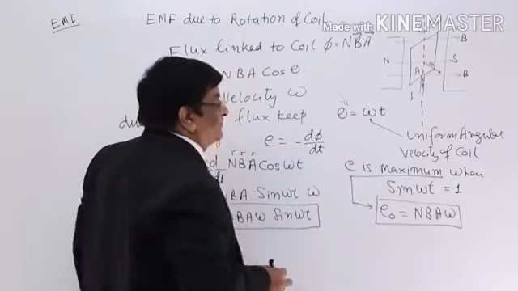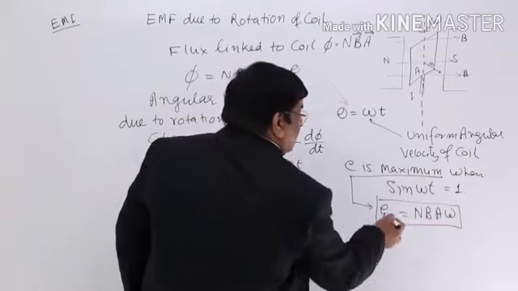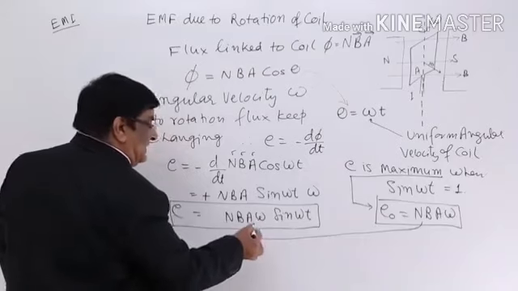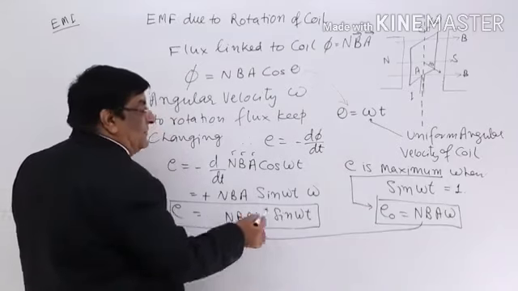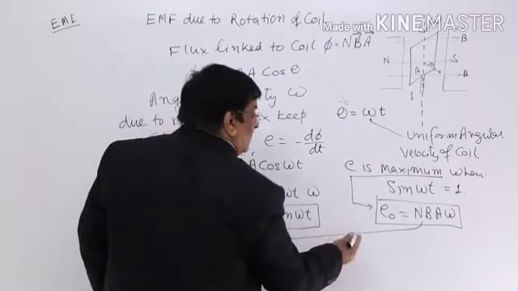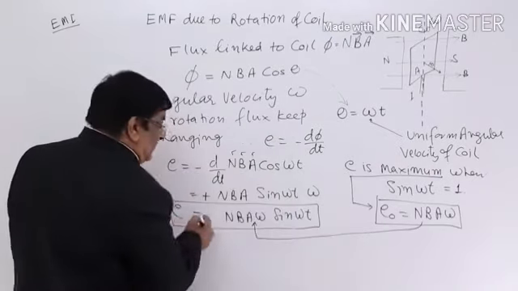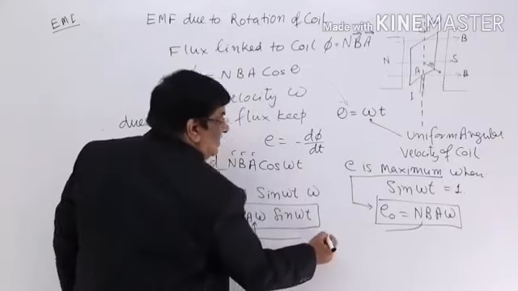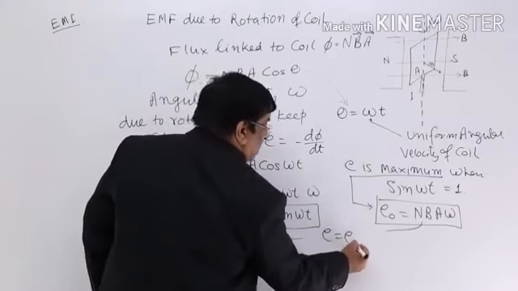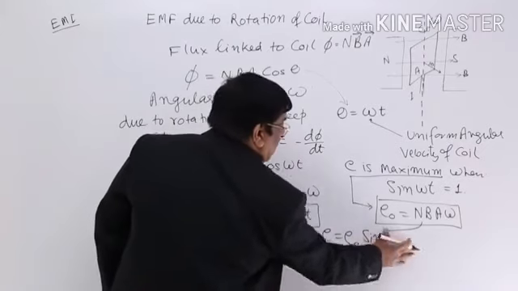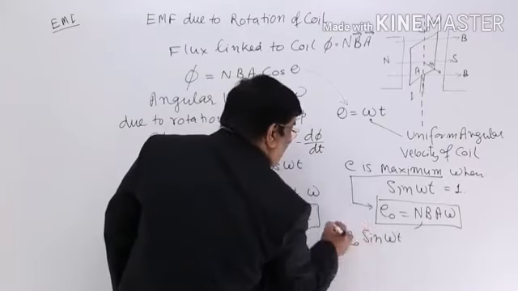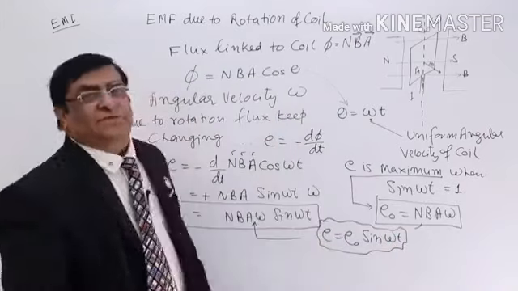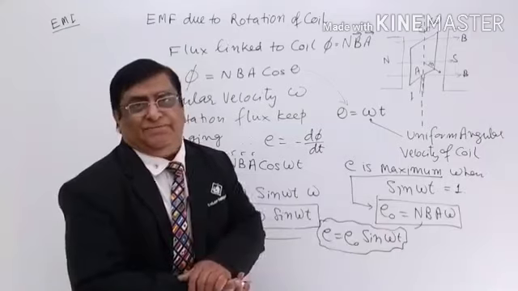Okay. So NBA omega is equal to E naught. Now this NBA omega is here, so this whole thing we replace with E naught and we get the famous equation E is equal to E naught sin omega t. And this is the magical equation which controls total electromagnetism.